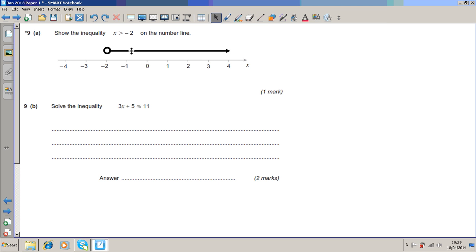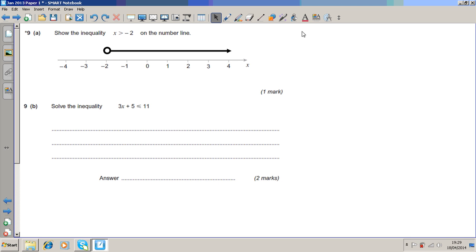Now the key to this is just checking to make sure whether you coloured it or not. X is greater than minus 2, so we leave it empty. If x is greater than or equal to minus 2, i.e. can be minus 2, then we have to colour in the little circle that we got there. But because it's greater than minus 2, we don't need to colour in.